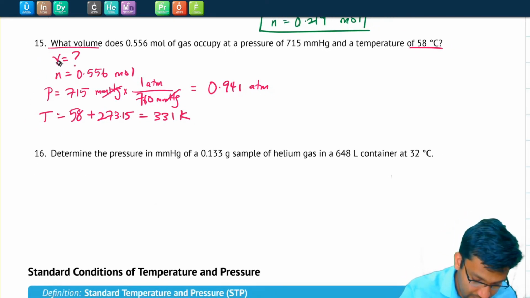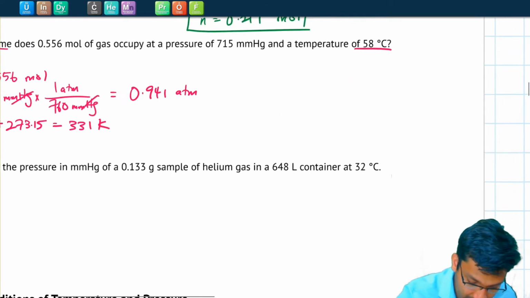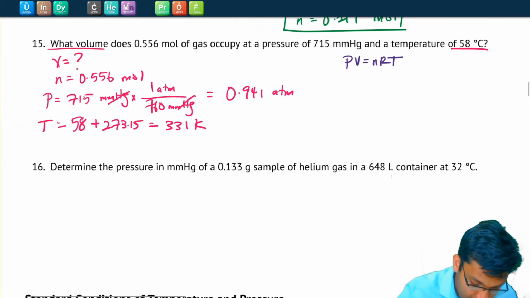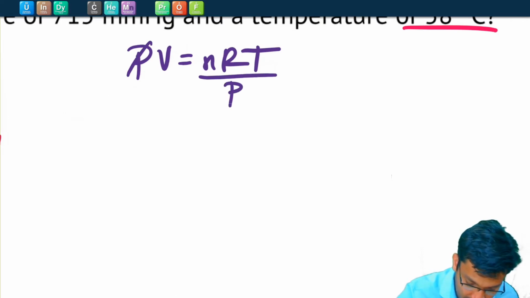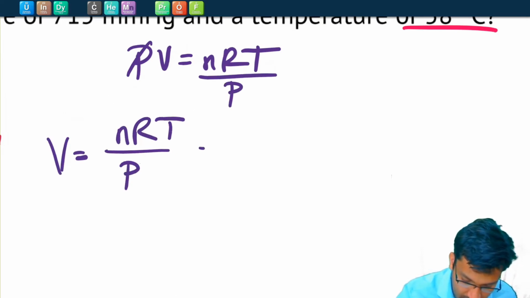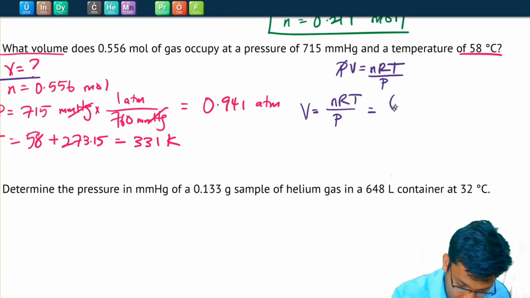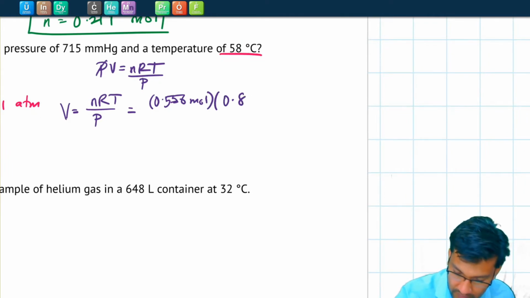So we have P, we have V, we have N, we know R always, and we have T, so we can use our ideal gas law equation. PV is equal to nRT. This time we're solving for V, so we divide both sides by P. So V is equal to nRT over P, and so we just need to substitute. N, we have 0.556 moles. R is 0.08.